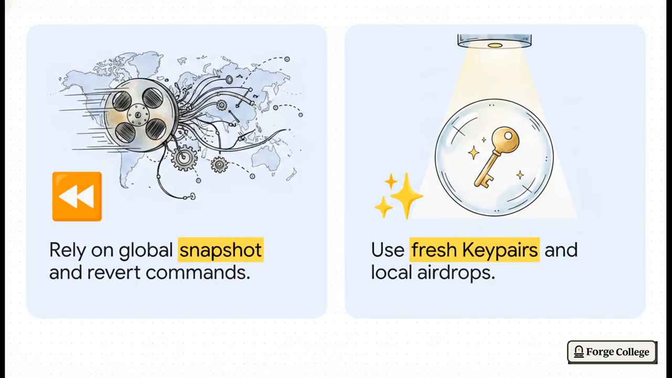Now, before we wrap this up, we've got to talk about test isolation. Back in Hardhat, you probably used those implicit global snapshot and revert commands to sort of magically reset the validator state between your test blocks. While on Solana, we're ditching those global validator state snapshots. Instead, utilizing fresh accounts is the absolute key to perfect test isolation and CI compatibility. You just generate fresh keypairs and do local airdrops for every single test. Trust me, it is infinitely more reliable.